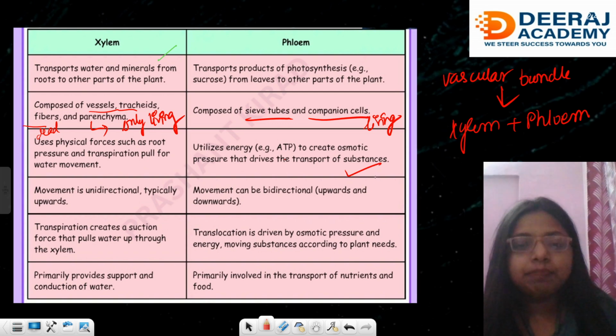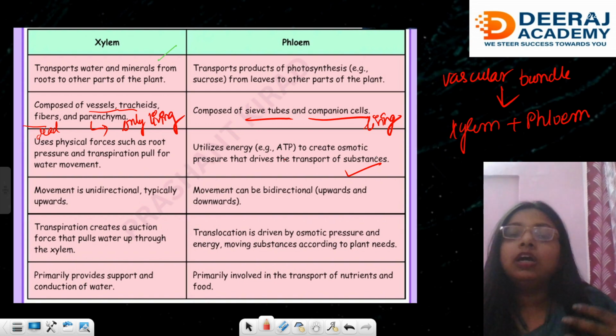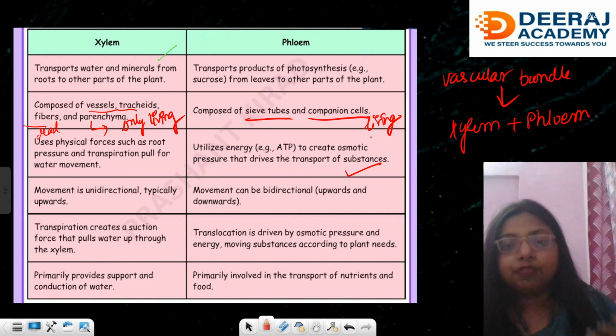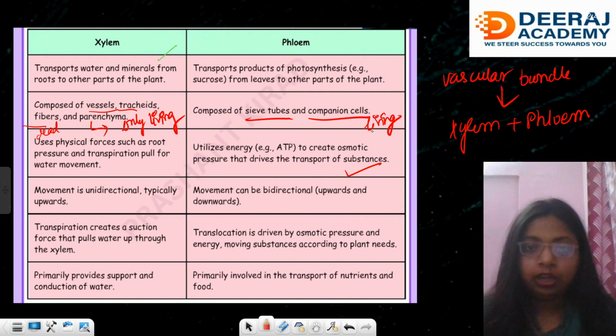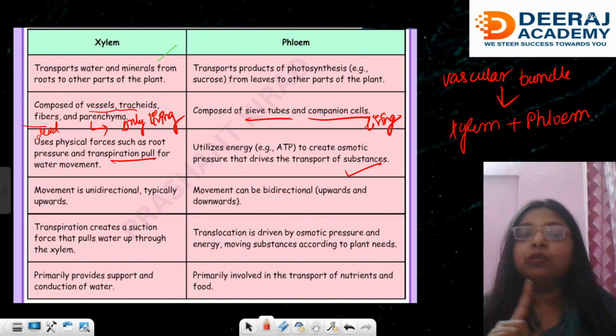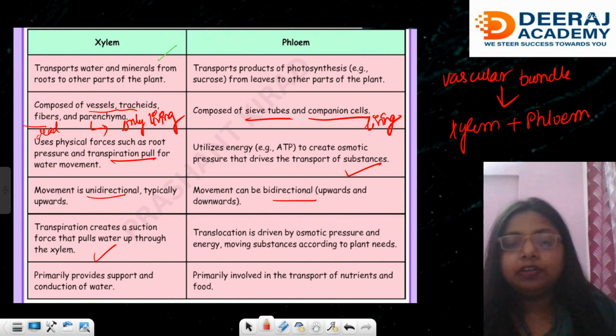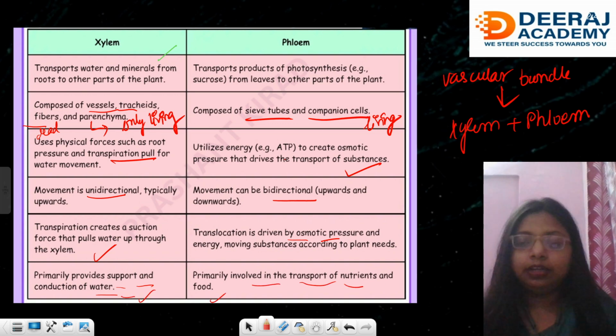Phloem uses ATP and also osmotic pressure, so that the pressure gradient is maintained. If the pressure is high at the leaf and low at the root, the food will go from high pressure to low pressure and be transported accordingly. And the water transport is through the transpiration pull. Xylem movement is unidirectional and phloem movement is bidirectional or multidirectional. Transpiration creates a suction force, but translocation is driven by osmotic pressure and its differences. Xylem primarily provides support and conduction of water; phloem is primarily involved in the transport of nutrients and food.